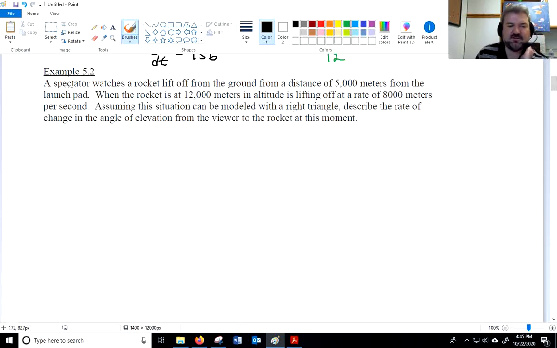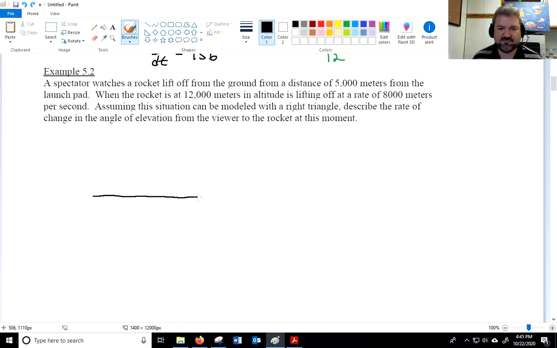All right, let's take a look at another example. A spectator watches a rocket lift off from the ground from a distance of 5,000 meters from the launch pad. When the rocket is 12,000 meters in altitude, it is lifting off at a rate of 8,000 meters per second. Assuming this situation can be modeled with a right triangle, that's a very big assumption, right? Describe the rate of change in the angle of elevation from the viewer to the rocket. All right, let's take a look.